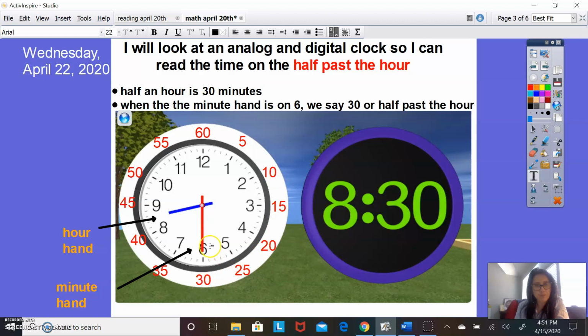So then here we look at an hour, and although the hour hand is not right on the 8, it's halfway between the 8 and 9, so it's 8:30. And so when we read the digital clock, it shows the hour as 8. We have a colon, and then we show the minutes as 30. And that's what we call half past the hour, or we can also say 30. So half an hour is 30 minutes. When the minute hand is on 6, we say 30 or half past the hour.